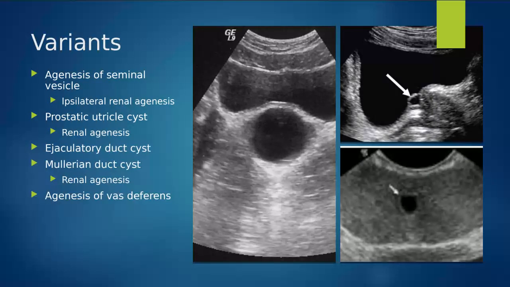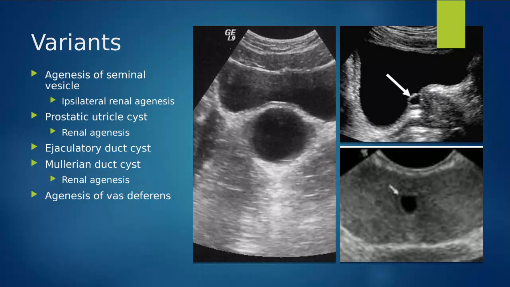actual pathologies or conditions. There are some prostate variants that are not necessarily common in a lot of male patients, but they can occur. And if we are scanning either transabdominally or transrectally, we just want to be aware that we're not confusing these for something else. So we have these prostatic variants. We have agenesis of the seminal vesicle.